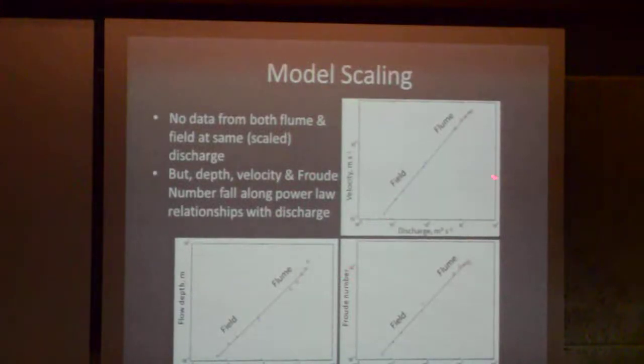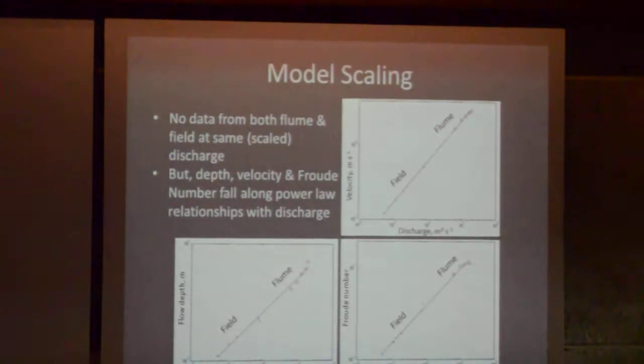Sort of plot, this is discharge, this is effective field discharge on this axis here. It's not actually the discharge we put in the flume. If you plot velocity, flow depth, and Froude number, and you look at the field data and the flume data, they all seem to show quite convincing parallel relationships, which is as we would expect if we just plotted up data from the field across a range of discharges.